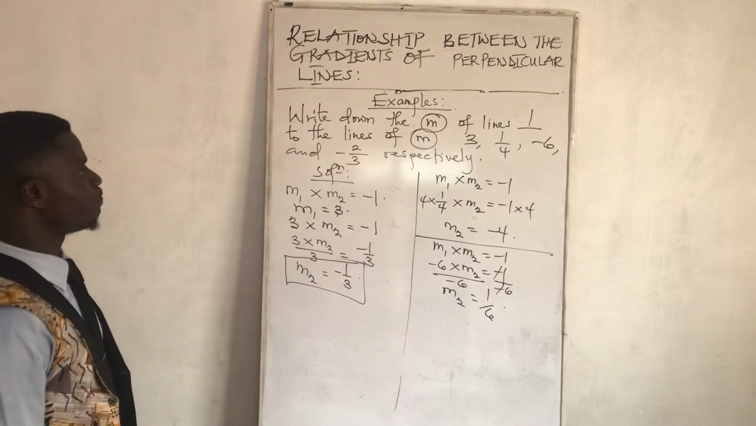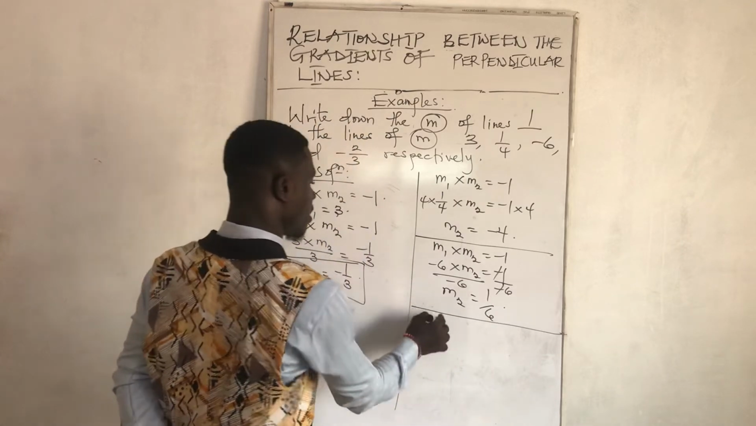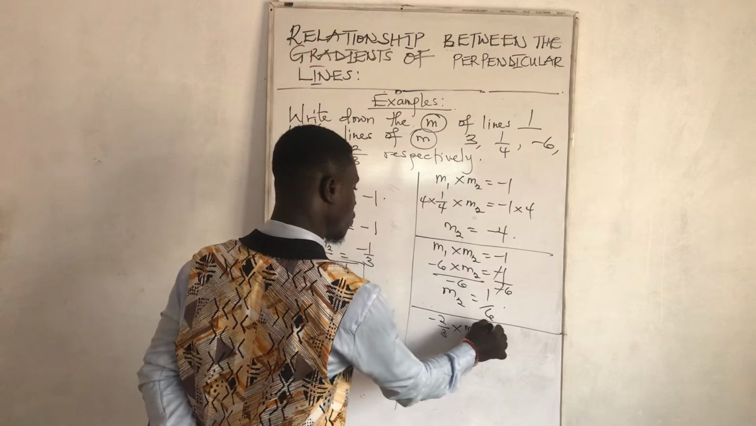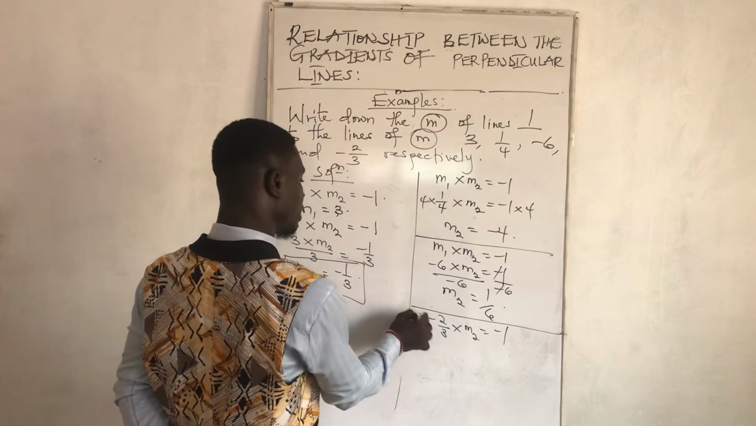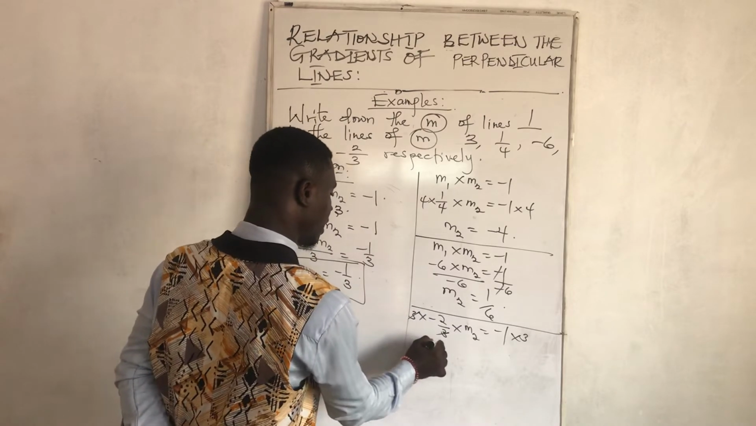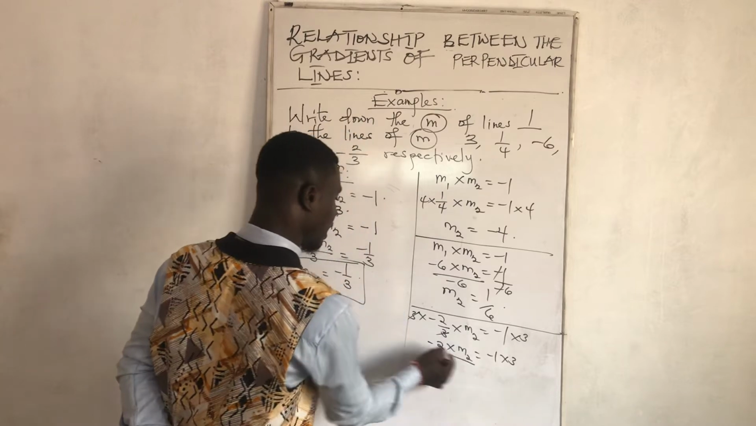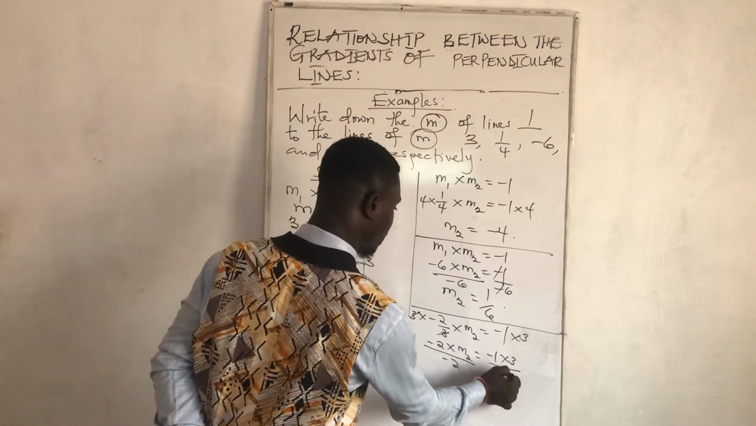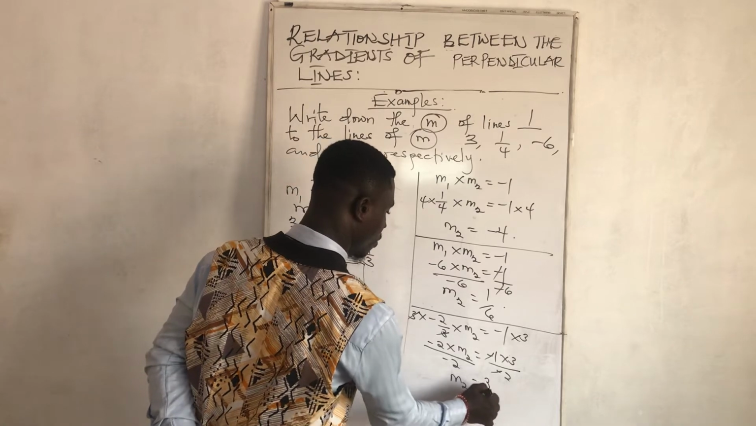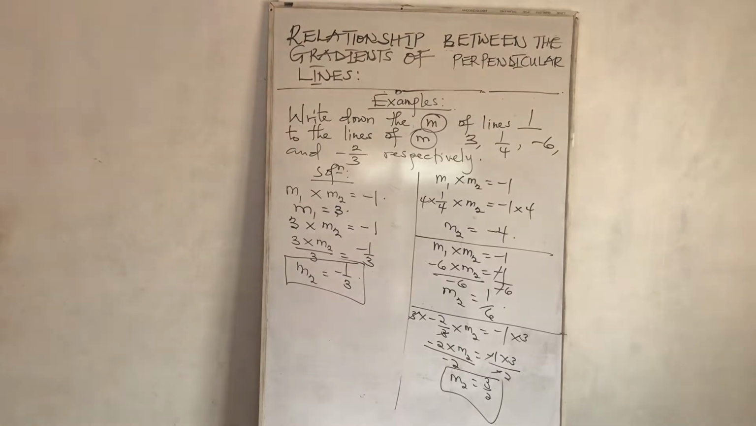Right. So the last one, which is -2/3 times m2, must be equal to -1. So we just multiply by 3 on both sides, so this one cancels. -2 times m2 must be equal to -1 times 3. I can divide by -2, this one cancels. So I have m2 equal to 3/2. So that's m2. Kindly watch it carefully.